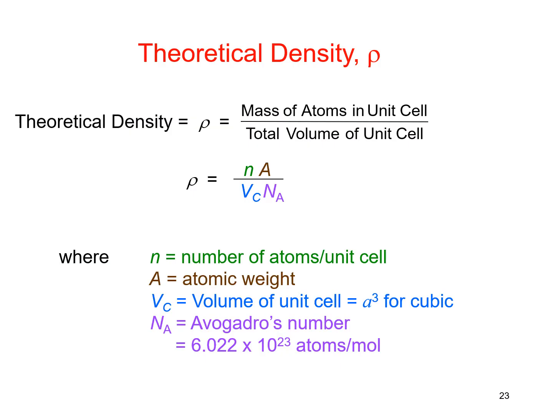Using these models, we can calculate the theoretical density of a material. If we know its structure, we can calculate its density. The density is going to be the mass of the atoms in the unit cell divided by the total volume of the unit cell. Here we know that N is the number of atoms in the unit cell, where A is the atomic weight. The volume of the unit cell is a cubed, just the same as we've always had, and capital N sub A is Avogadro's number.